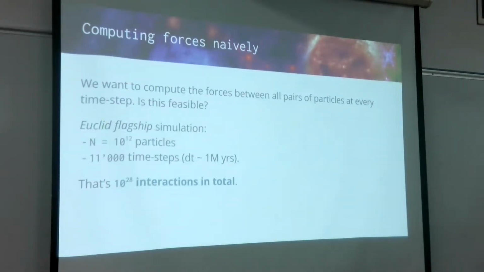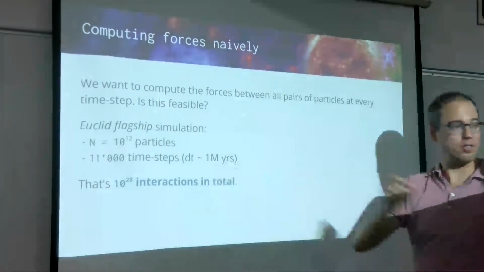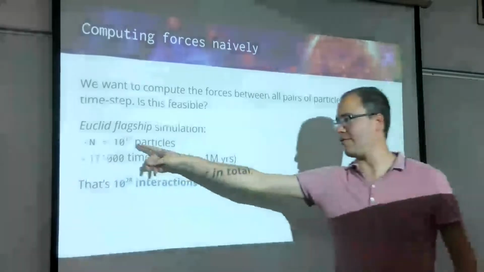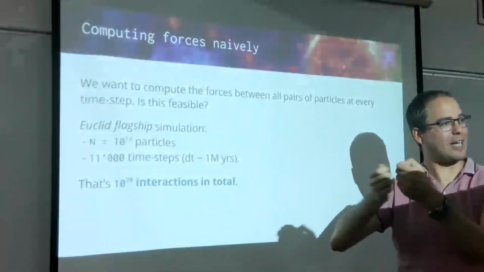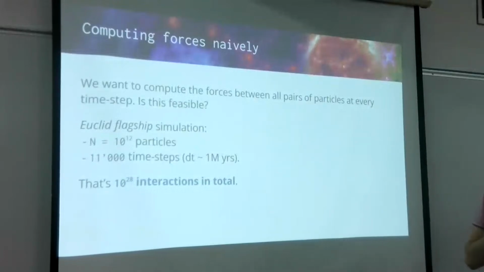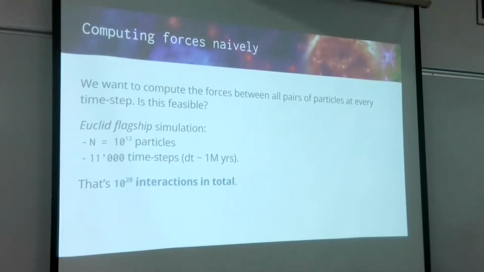So in their case, they had about 11,000 time steps, these delta T jumps, so about 1 million years. So I have to do 10 to the 12 times 10 to the 12 calculations at every time step, and then I have 10,000 time steps, so that's about 10 to the 28 gravity interactions that I have to calculate. Okay, but I have a big computer, so maybe that's okay.